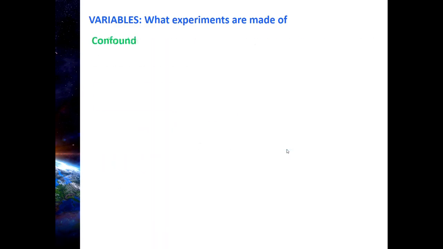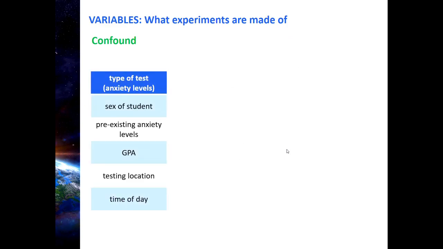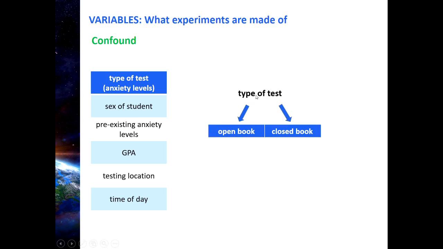So let's run through the other scenarios. Again, we have type of test as the independent variable, anxiety levels as the dependent variable. In an ideal world, we're going to take type of test and manipulate it by creating these 2 levels, open and closed book. Those are our 2 levels. And we're going to test participants. We're going to get their anxiety scores, so the anxiety scores in the open book test, anxiety scores in the closed book test. And we're going to calculate the mean for each, and then we're going to see if they're different.